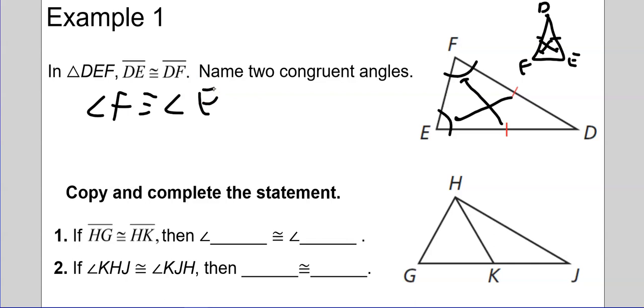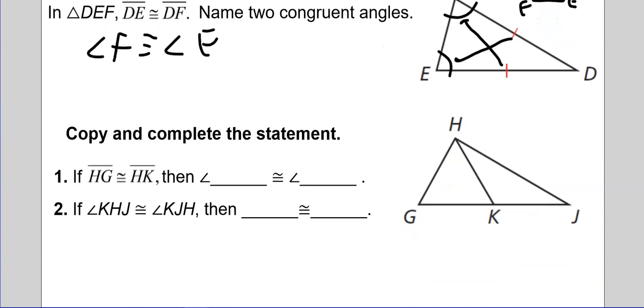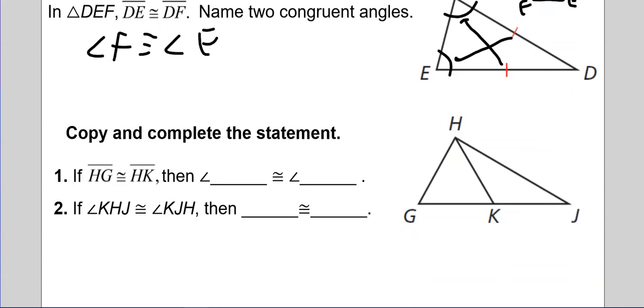Okay? Because of the base angles theorem. All right, copy and complete the statement. If HG is congruent to HK, so let's mark that. HG is congruent to HK. That means this angle here and this angle here are equal.